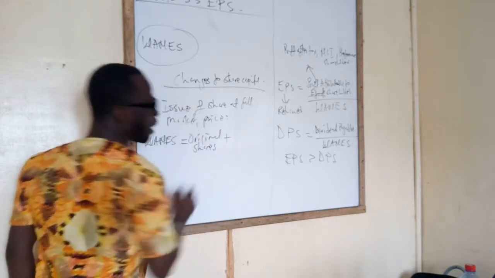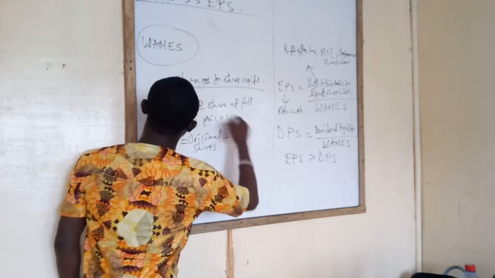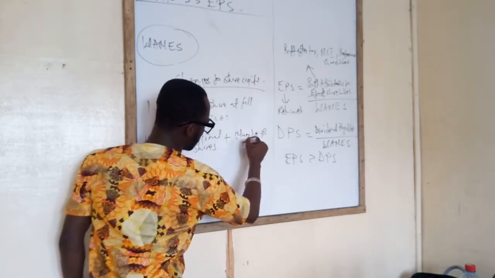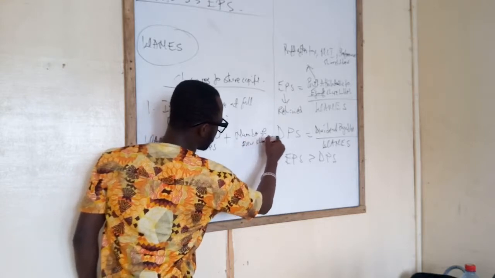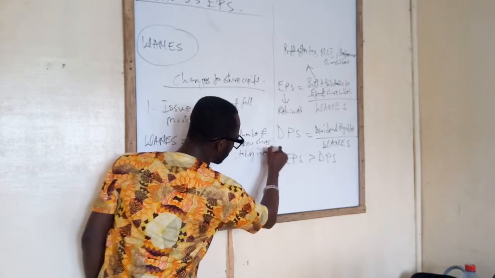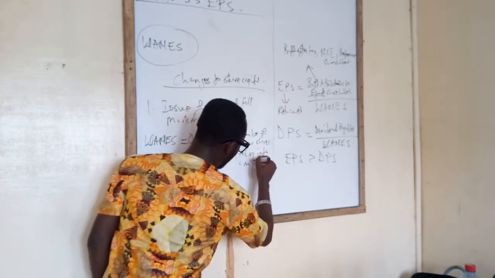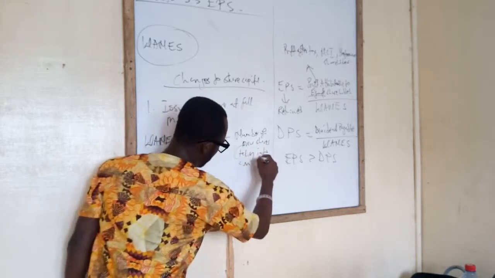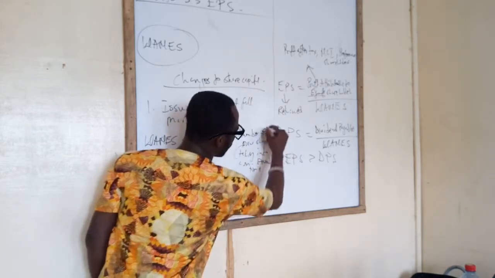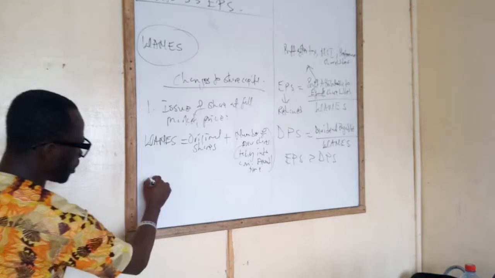So original shares plus the number of new shares issued, but taking into consideration the period or time. What does that mean? Let me give you an illustration to explain that.